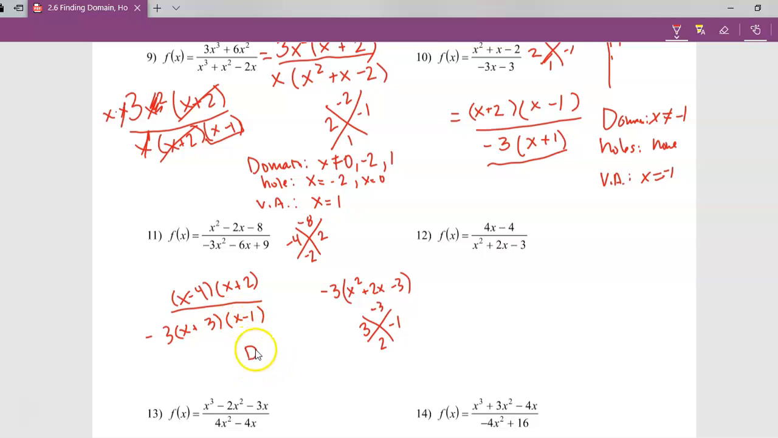On this one, the domain would be x cannot be negative 3 because that would make this one go to 0. It cannot be positive 1 because that would make this one go to 0. Remember, we only care about the denominator going to 0. I would have holes if any of these canceled, but they will not cancel on this one, so there are no holes. And then the vertical asymptotes: in this case, there are two, because there were two factors in the denominator and neither one of them canceled out. So there's a vertical asymptote at x equals -3, and there's also one at x equals 1.